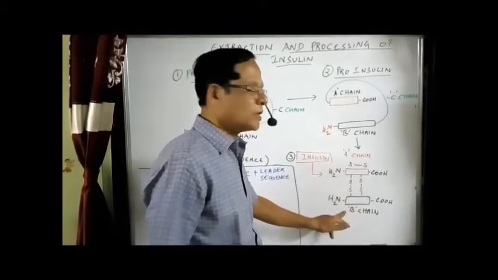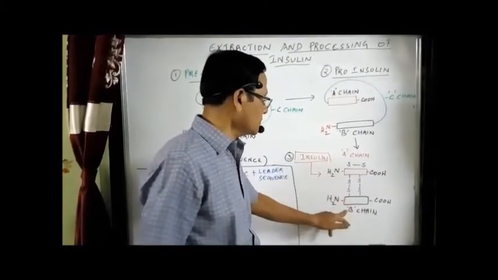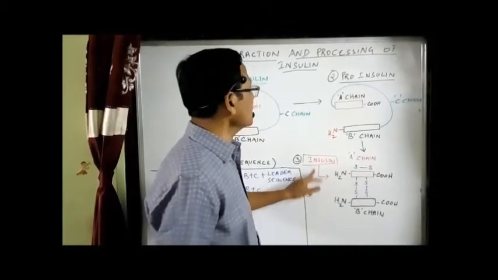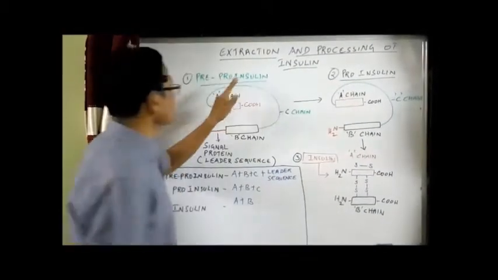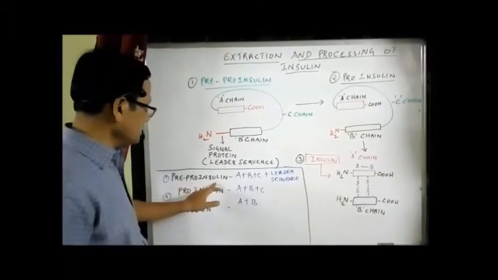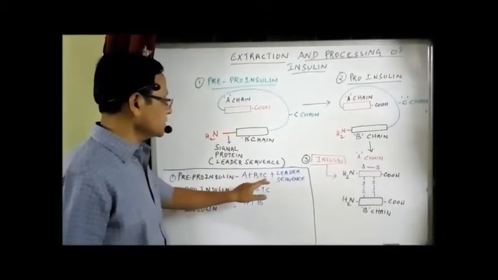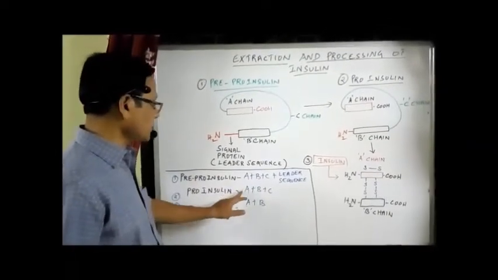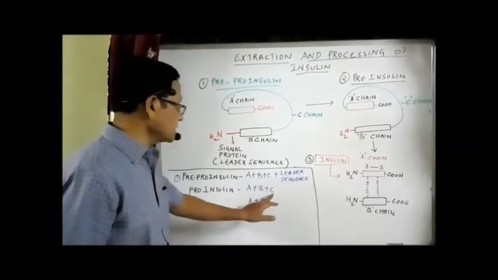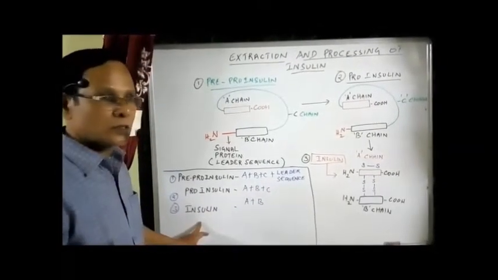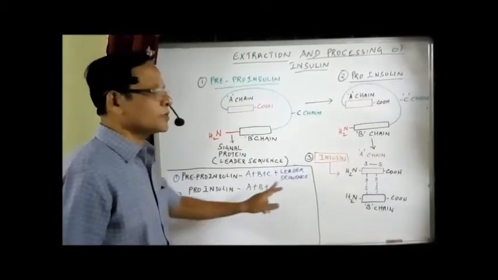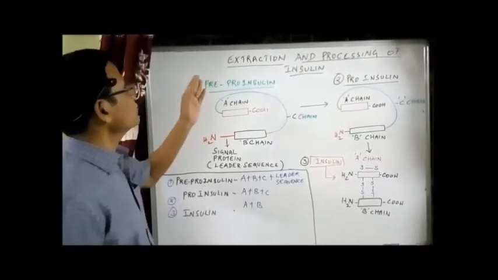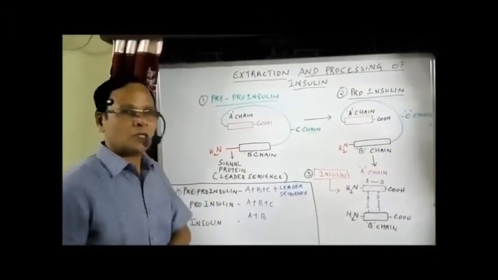The two chains, alpha and beta, are A and B. The two chains are linked together by means of a disulfide bridge. So this is the insulin, this is the proinsulin and this is pre-proinsulin. In comparison, pre-proinsulin is formed of A chain, B chain, C chain plus leader sequence. After the removal of the leader sequence it is called proinsulin, formed of A, B and C chains. After the C chain has been removed, we have the original insulin hormone, formed of A and B chains only. This is the brief note on the extraction and processing of insulin hormone.